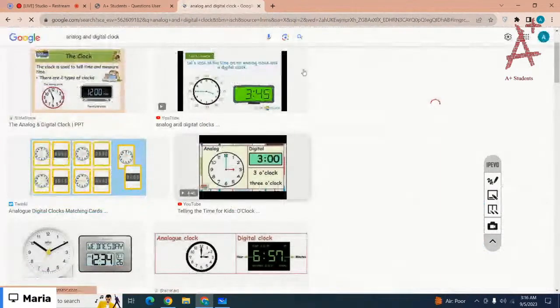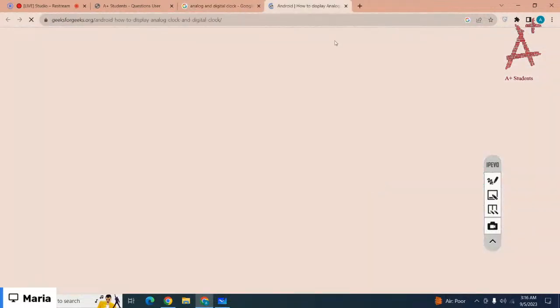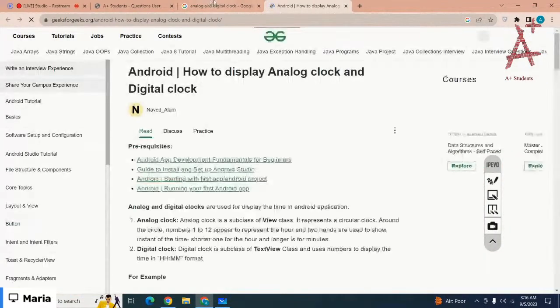This one, just look at this one. Like the wall clock, right? This one is usually the wall clock. Wall clock is the analog clock, and the clock in which you have the time written in the digital form, digits form, right? That would be the digital clock, right?